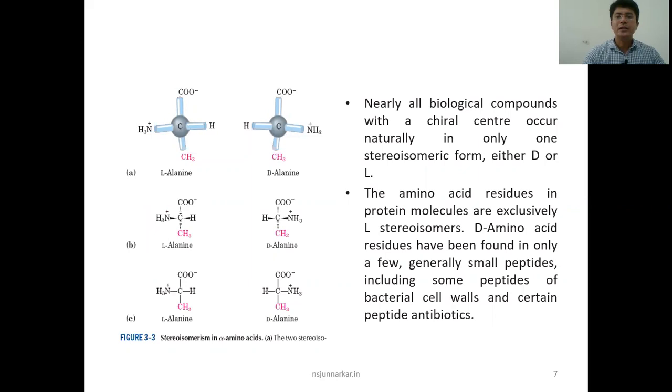Nearly all the biological compounds with a chiral center occur naturally in only one stereoisomeric form, either D or L. The amino acid residues in protein molecules are exclusively L isomers, whereas D amino acid residues have been found in only a few, generally small peptides, including some peptides of bacterial cell walls and certain peptide antibiotics.